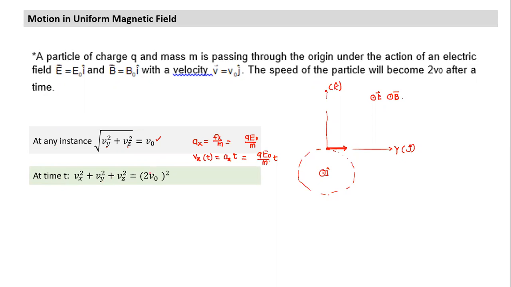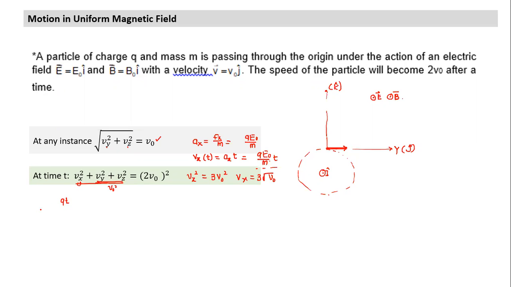What is given here? The velocity at time t becomes equal to 2v0. It means vx square plus vy square plus vz square is equal to 2v0 whole square. Out of this, these two, vy square plus vz square, are equal to how much? v0 square. So it gives you vx square is equal to 3v0 square, or vx is equal to root 3 v0. Now, can I find out the time now? Have you understood properly? Yes, sir. Now I understand.